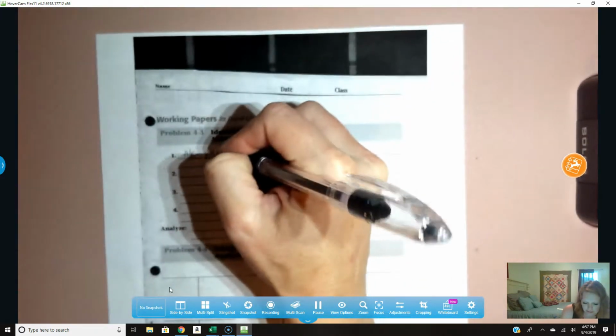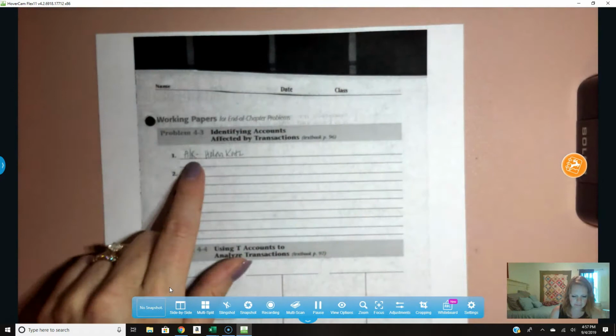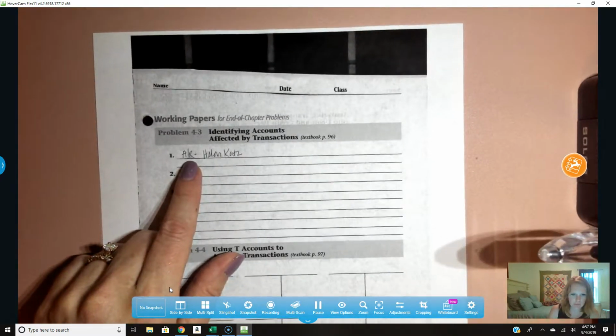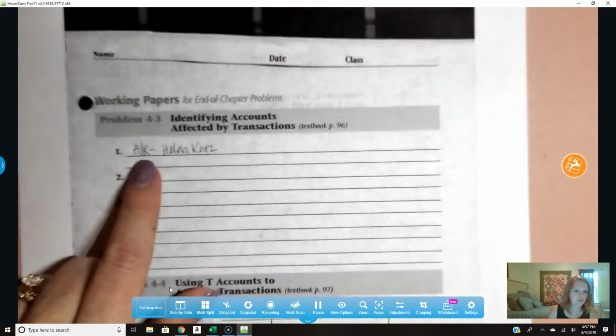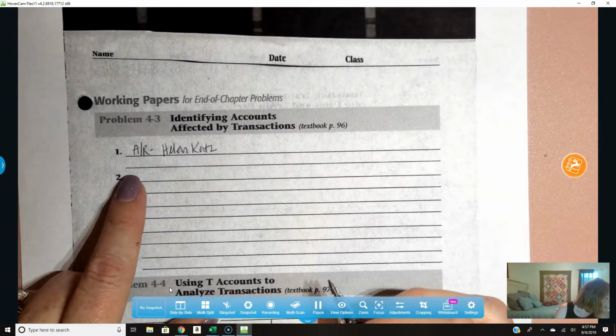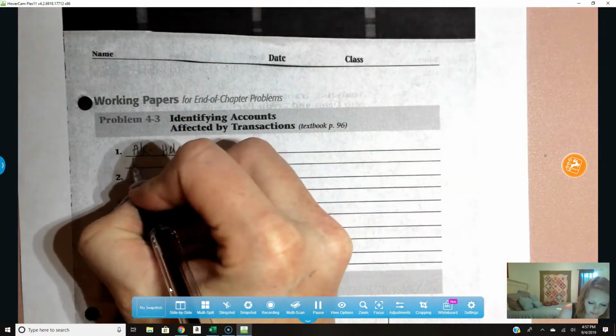You can see that I shortened accounts receivable. You're welcome to do that as well, because it does get old writing out accounts receivable every time. Okay. Our other account that would be affected is that fax machine account, which I'm going to put under office equipment.